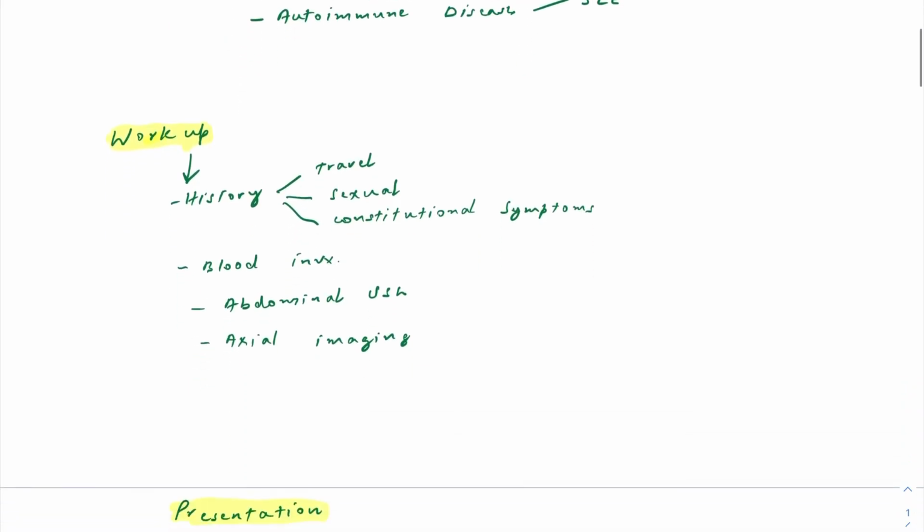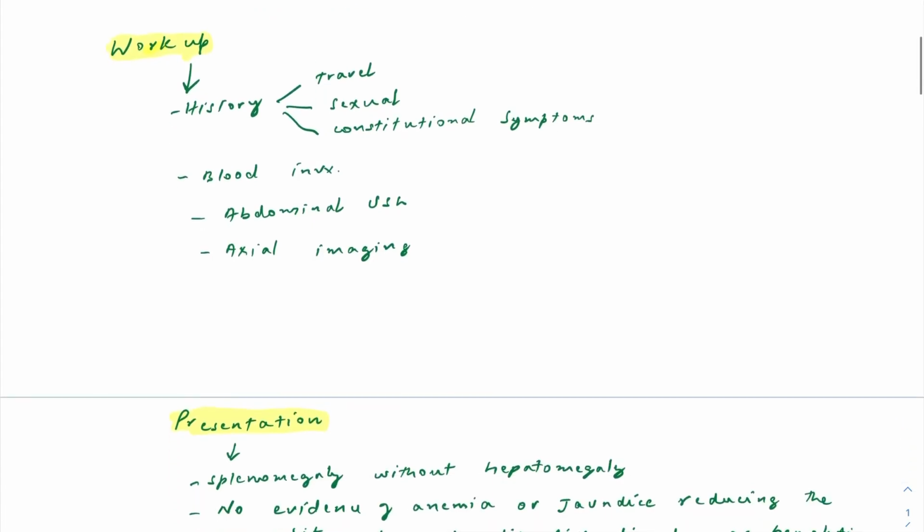So let's talk about the workup. How do you work up a patient who has presented with lone splenomegaly? Obviously, we're going to start with the history. We want to ask about travel history, sexual history, and any constitutional symptoms: fever, weight loss, enlarged lymph nodes, night sweats, which can point to some cause for the splenomegaly. Do some blood investigations. We want to do an abdominal ultrasound to confirm or find a splenomegaly, and axial imaging as well.